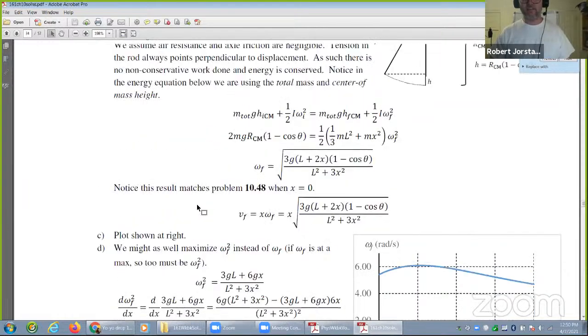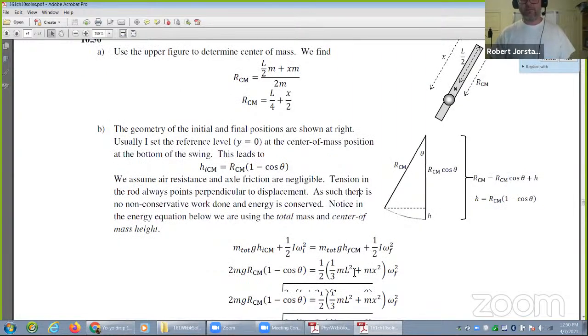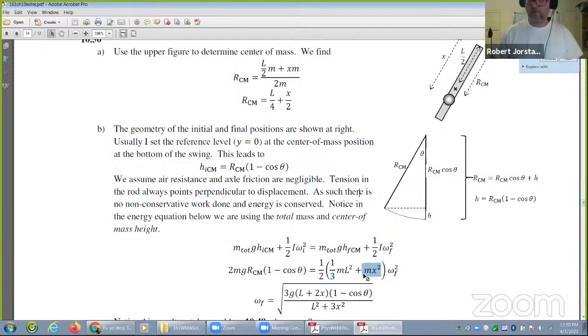Now look at this math. It looks scary, but it's all the same junk we've been doing all along. Notice here's how you get the center of mass distance. There you go. And then once you get that, you just plug the center of mass radius into this equation, just like always. The moment of inertia: I've got a 1/3 ml squared from the rod plus an mx squared for the point mass. It's 1/3 because the pivot is at the end of the rod, not the middle of the rod.